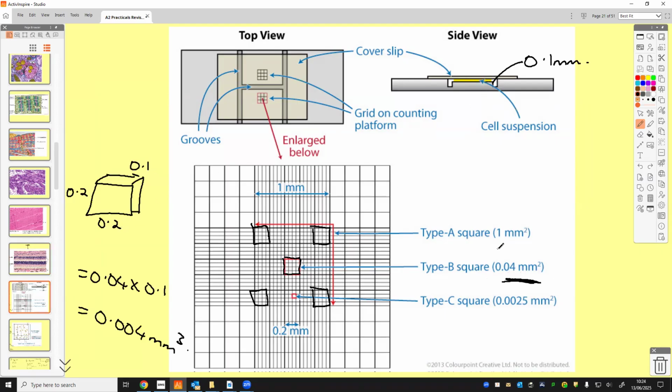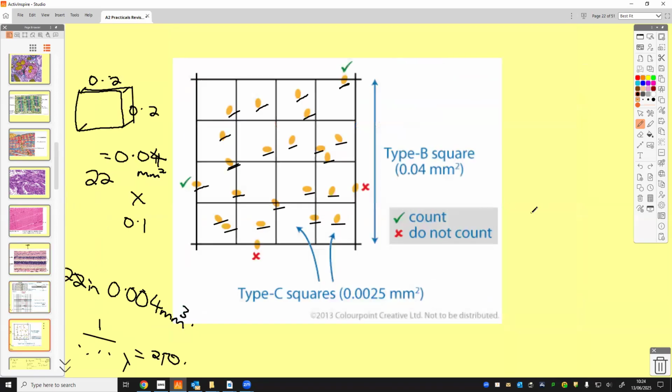So that allows you to work out a volume. It'll be 0.04 times 0.1. So the volume of one of these squares, including that 0.1 millimeter bit, is 0.004 millimeters cubed.